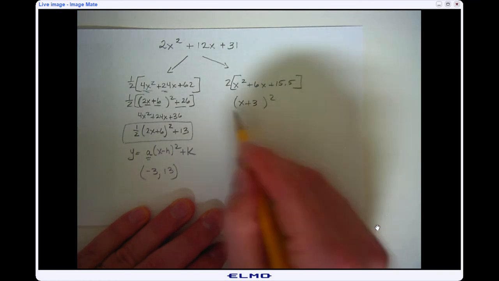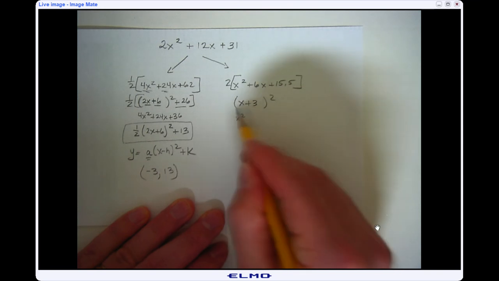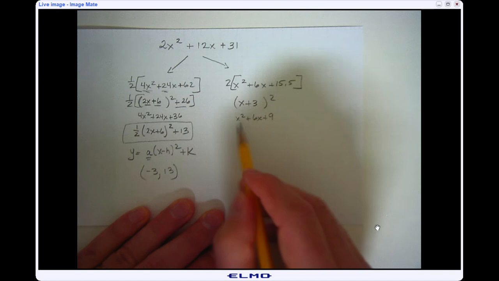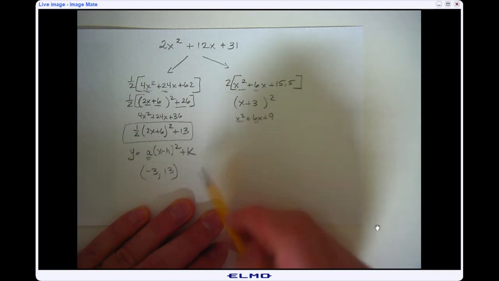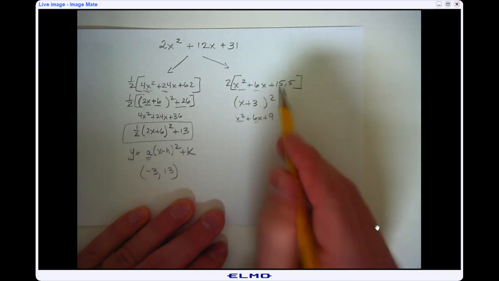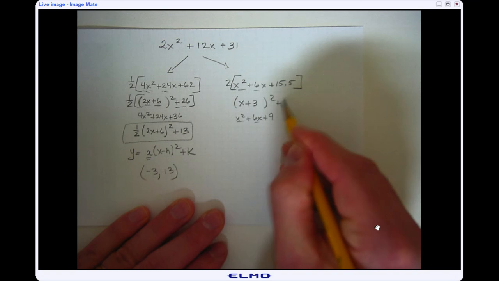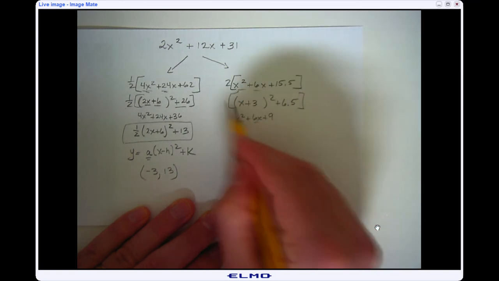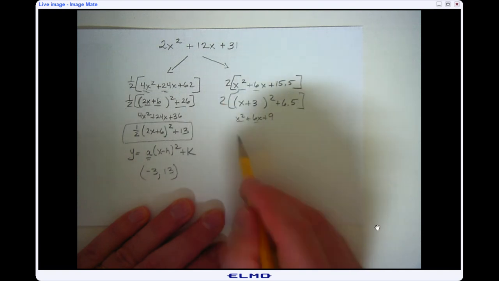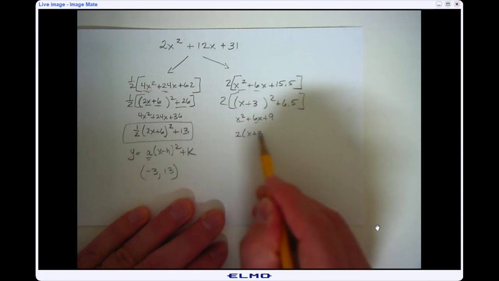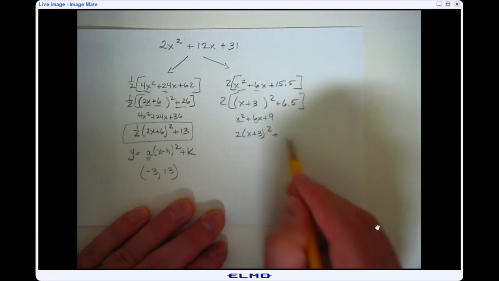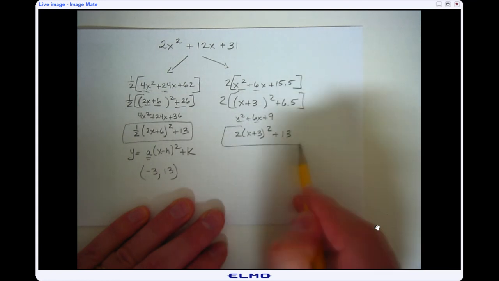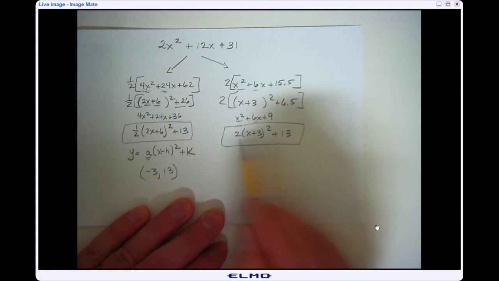And again, if I multiply this out, I would have x squared, 3 times x is 3x, doubled is 6x, and 3 times 3 is 9. And you can see that I created these two pieces here. To go from 9 to 15.5, I would have to add 6.5. And now I have to redistribute that 2. So now this is going to become 2 times x plus 3 squared, and then 2 times 6.5 is 13. And again, here's my completing the square graphing form.